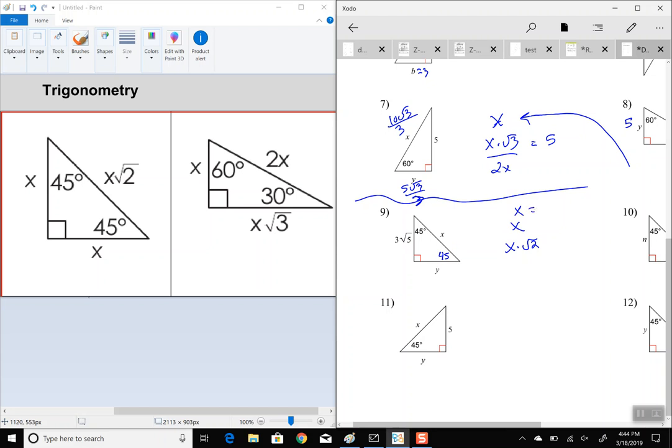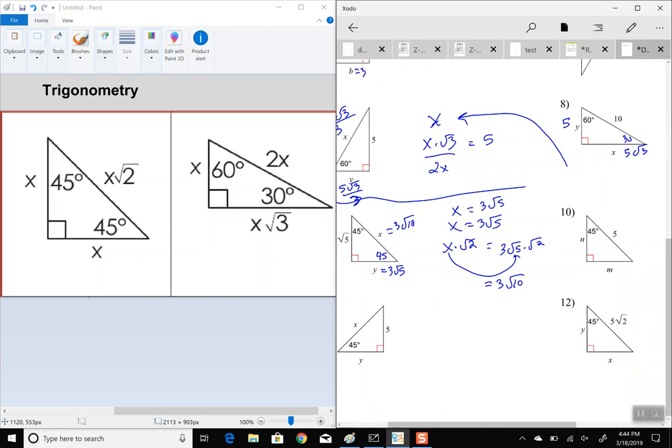So if this one is 3 times the square root of 5, then the other one must be 3 times the square root of 5. So this thing is 3 square root of 5. And then the hypotenuse is whatever this x is times the square root of 2. So this is going to become 3 square root of 5 times the square root of 2. This part was your x, and that is your square root of 2. You can combine these into one, so that's going to become 3 square root of 10. That's all for that one.